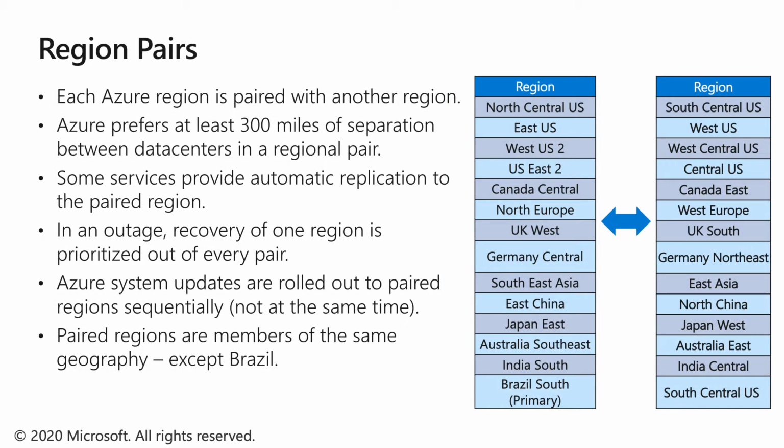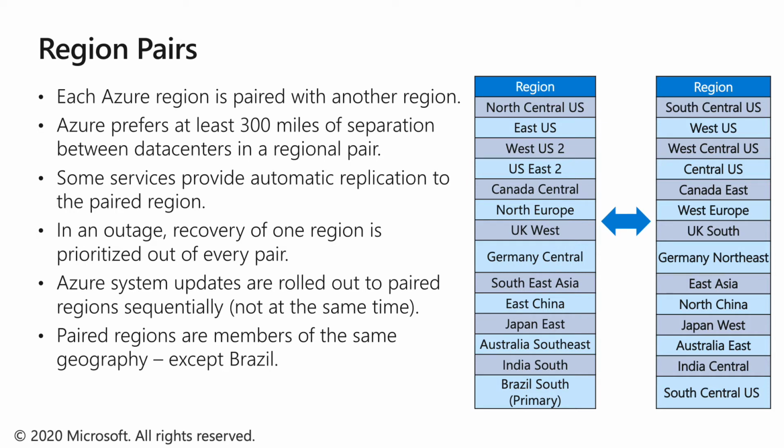We talked previously about the high availability and fault tolerance in the Microsoft Azure system, amongst other cloud providers as well. Now, the way that they do this, amongst other things, is to pair up regions. So each Azure region is paired with another region. It prefers at least 300 miles of separation between data centers in a regional pair. So if something goes wrong at a certain data center or in a certain country, then there's at least 300 miles of separation between that one and the paired data center. And that way, the paired data center should be safe and secure and not subject to the same issues as the first one.